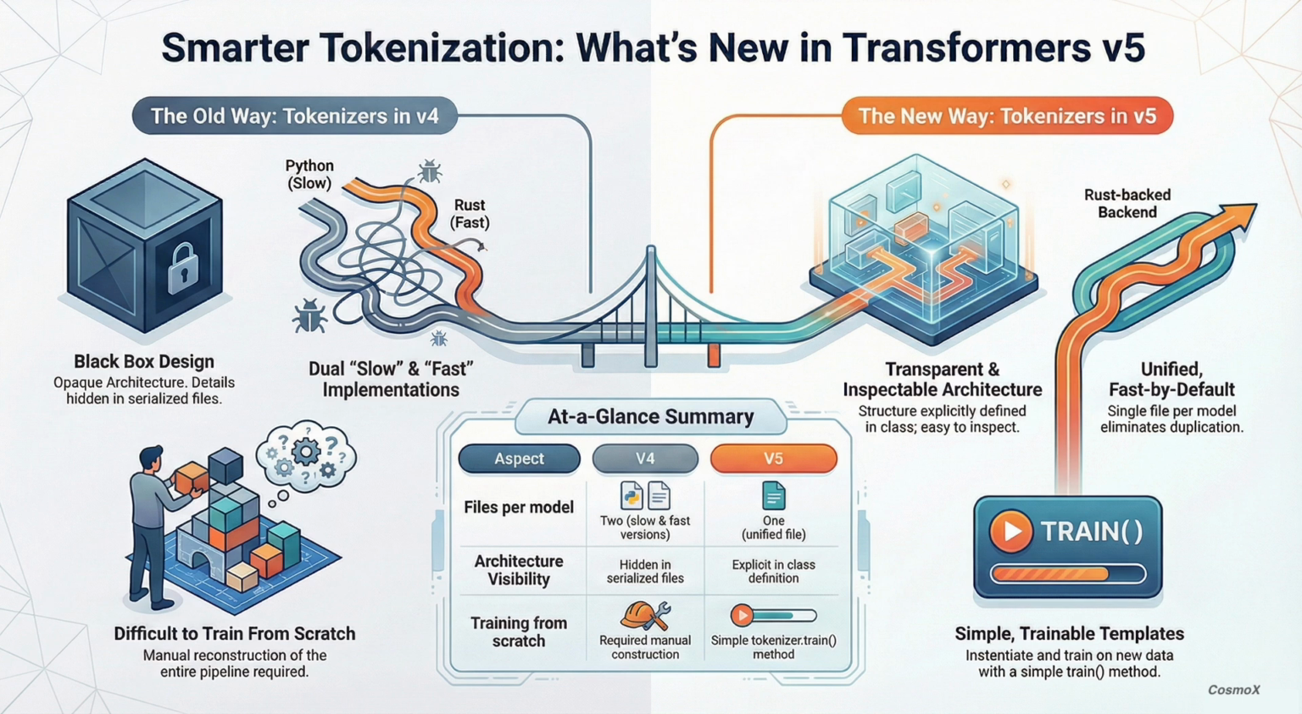The DNA is preserved. So V5 really delivers three massive improvements. One file per model, a visible architecture, and these natively trainable templates. But the wrapper is still key. Oh, absolutely. The Transformers wrapper is still essential. That's the layer providing all the crucial model awareness, handling context length, inserting the chat prompts, and getting the final batch ready for the GPU.